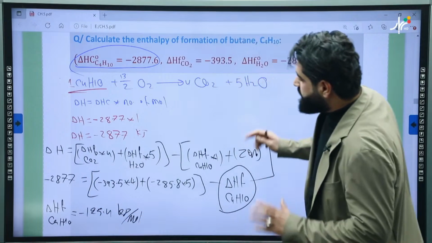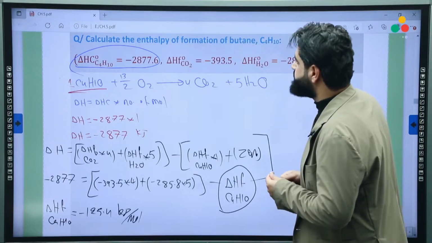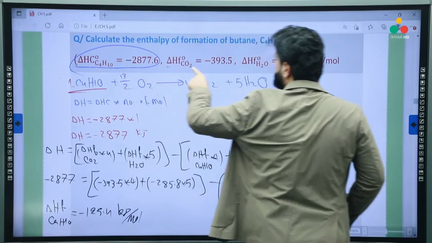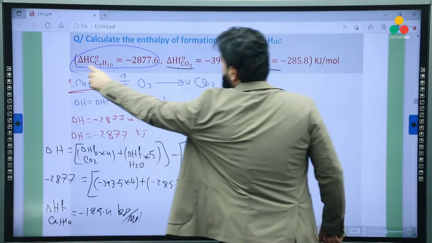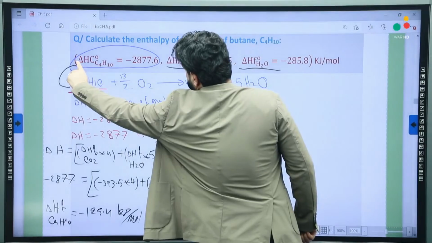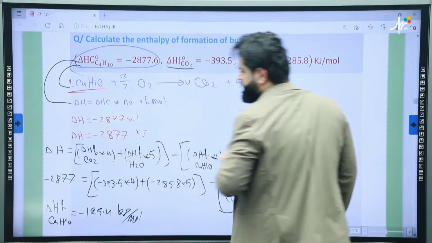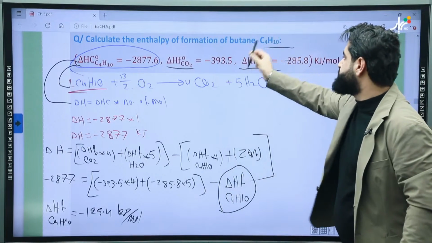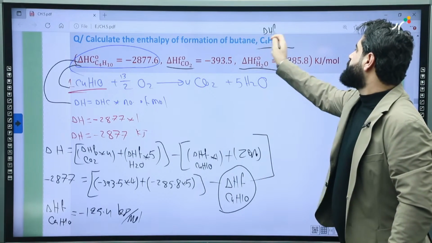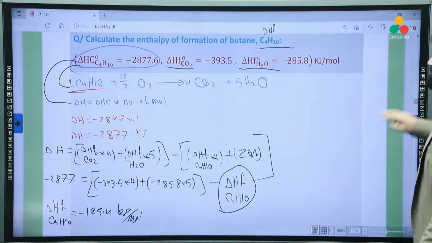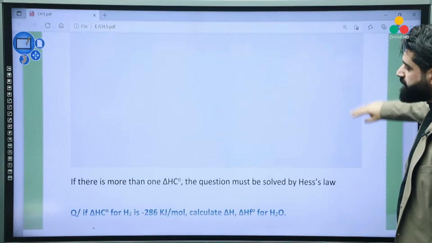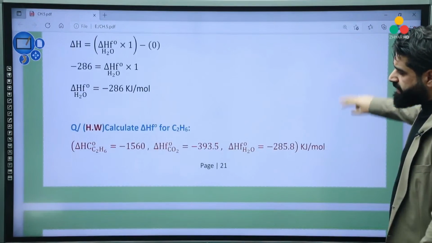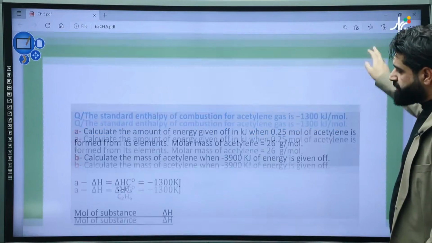Okay, so again, I will repeat the idea of the question. Because we have one delta HC among the delta HF values, use this value to get the general equation and the delta H value. When you get delta H, then you can find the unknown, which is delta HF for butane. Hopefully you understand. And if there's more than one delta HC, it will be Hess's law.